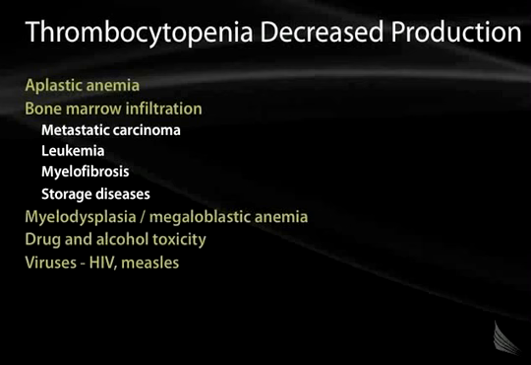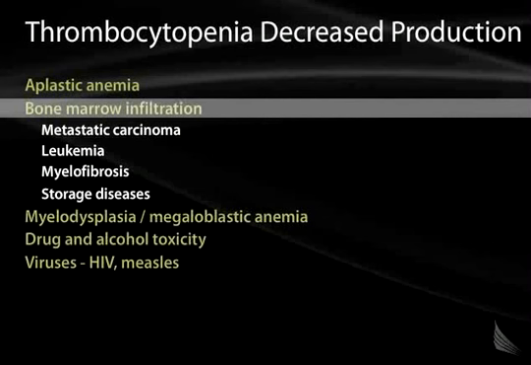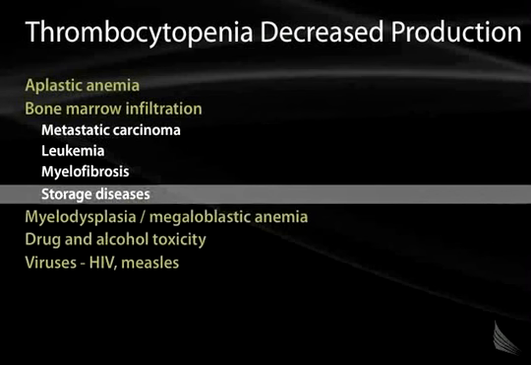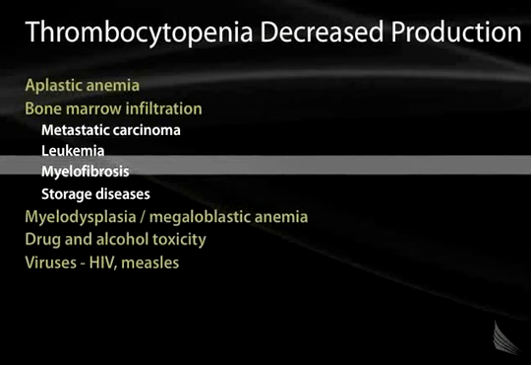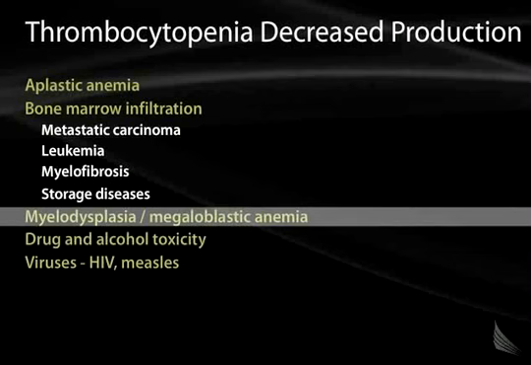Any of the bone marrow disorders, aplastic anemia, bone marrow infiltration or myelophthisis, with carcinoma, storage diseases, myelofibrosis, leukemias, or certain types of infections, which essentially cause a space-occupying lesion in the bone marrow, which inhibits megakaryocyte proliferation and maturation into a normal platelet. You can also have, in the setting of a myelodysplastic syndrome or megaloblastic anemia, a disorder in the production of megakaryocytes and maturation into platelets.